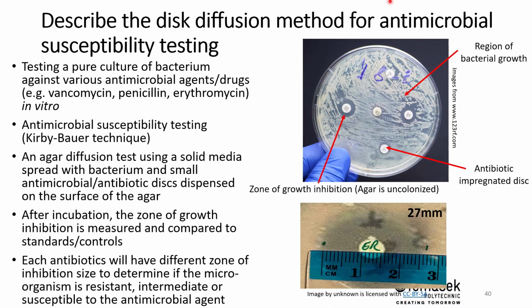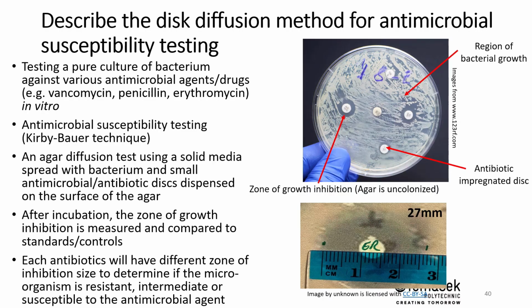So you can expect that each antibiotic will have different zone of inhibition sizes to determine if the microbe is resistant, intermediate, or susceptible or sensitive to the antimicrobial agents here. So the zone, just to take note, is measured from edge to edge, from the no growth zone straight across the antibiotic disc. From here, you can see a little marker mark here, and then all the way to this end. This whole area is the zone of growth inhibition.